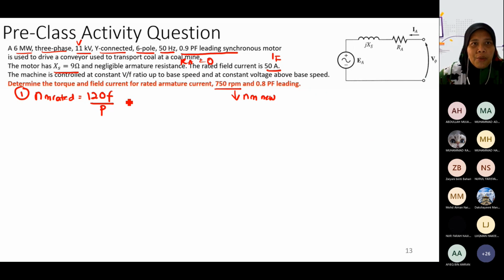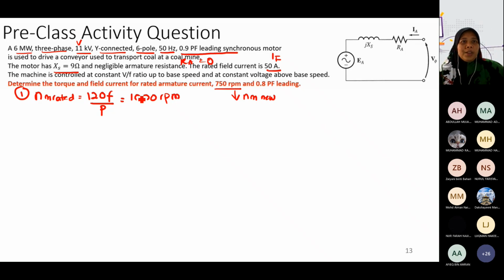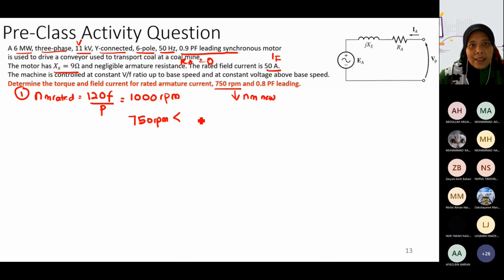So N_M rated, which formula? 120 times F over the number of pole. What do you get? 1000 RPM. Okay, so you have 1000 RPM. You compare with the new speed. 750 RPM is less than 1000 RPM. So which control strategy do you want to use in order to reduce the speed? V over F. Okay, so N_M new equal to N_M rated.